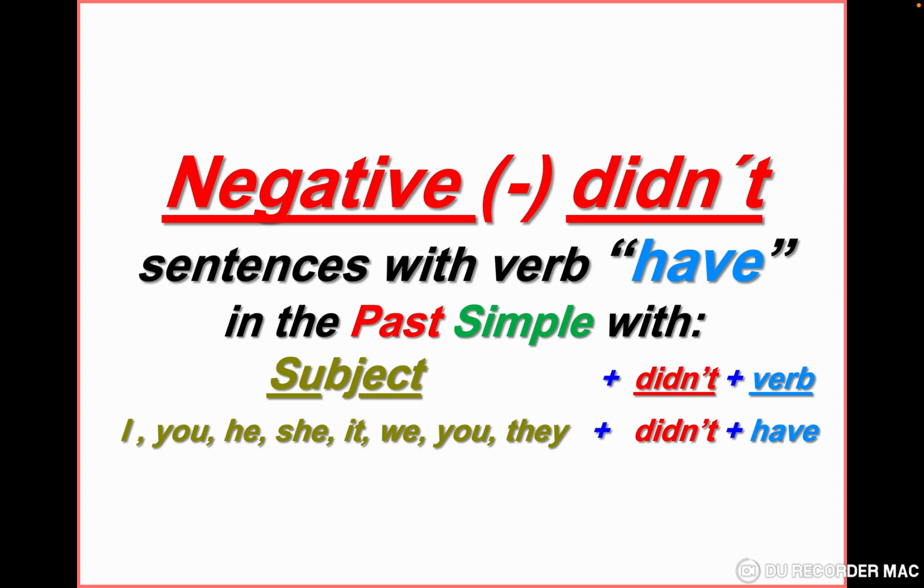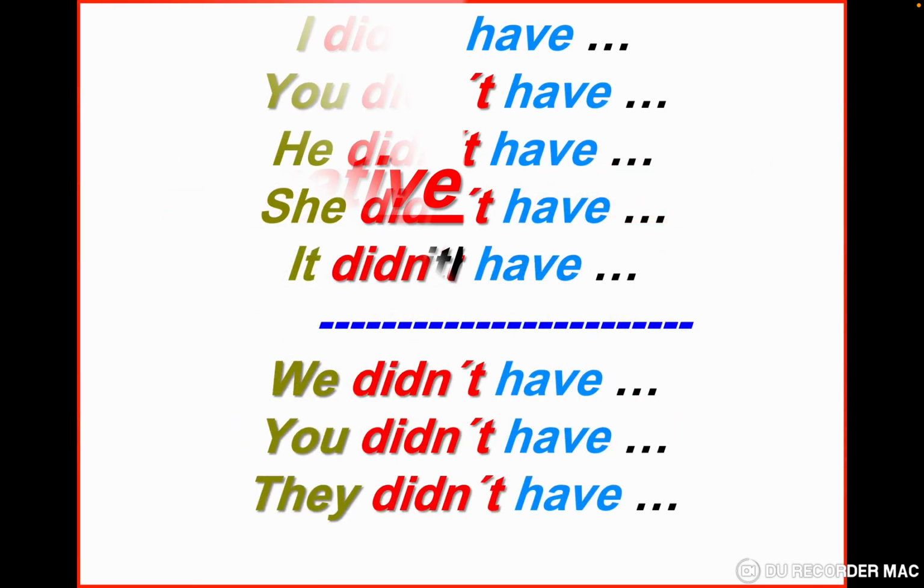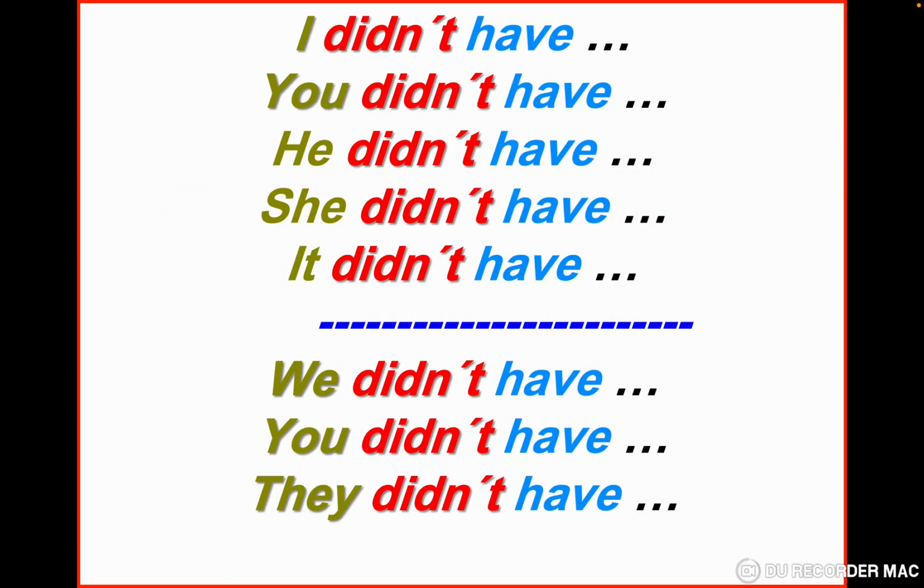In the negative, we have I didn't have. If you write I didn't had, it's not correct. So I didn't have, you didn't have, he didn't have, she didn't have, it didn't have, we didn't have, you didn't have, they didn't have.